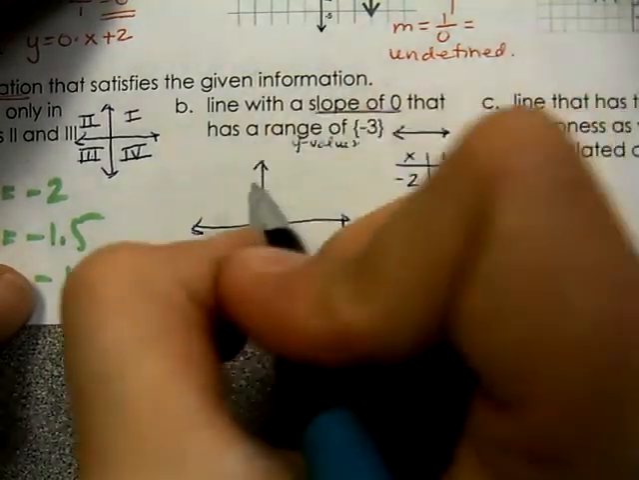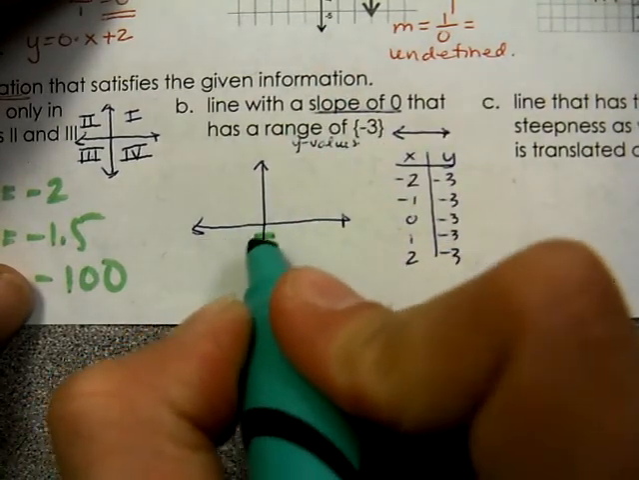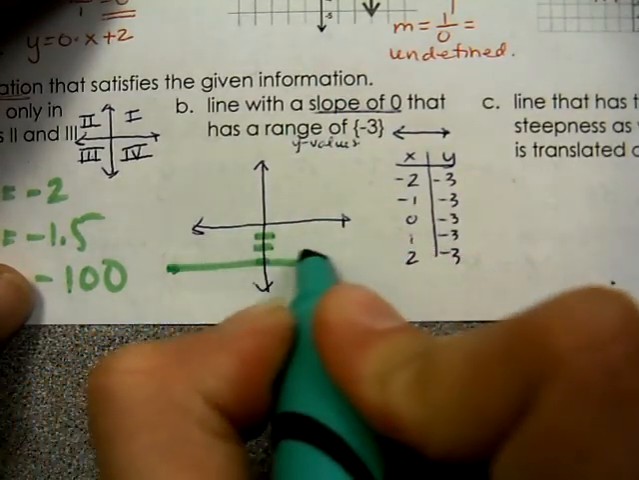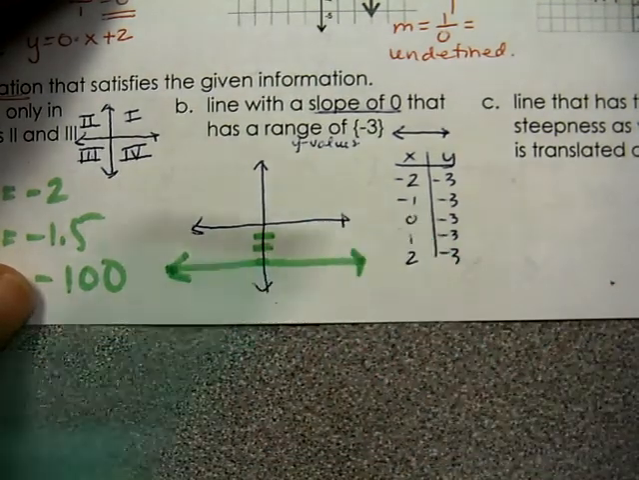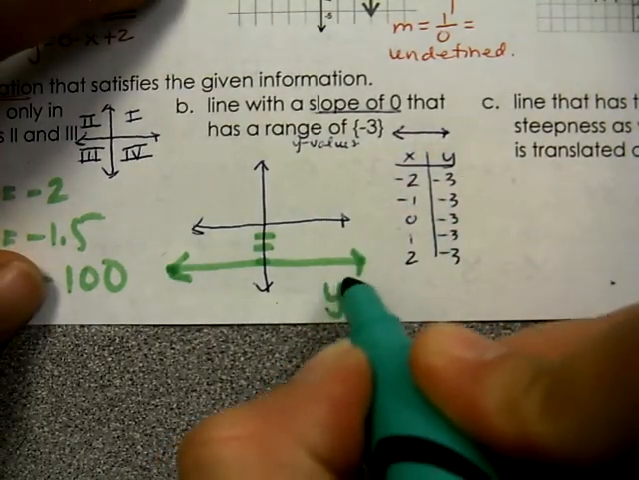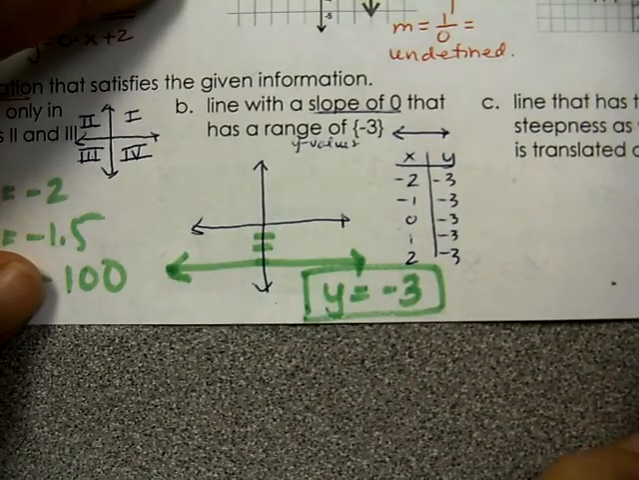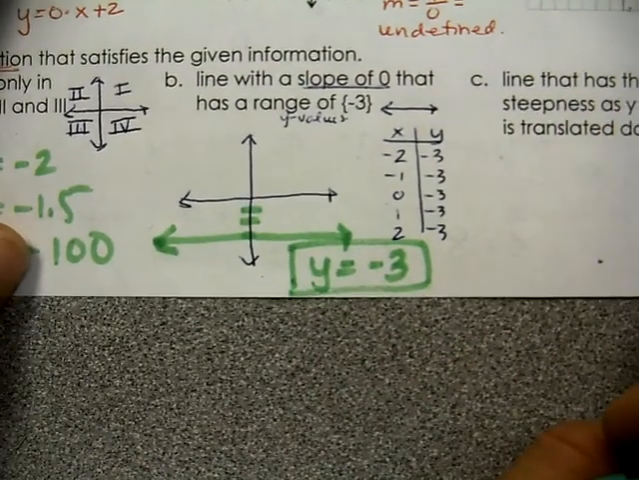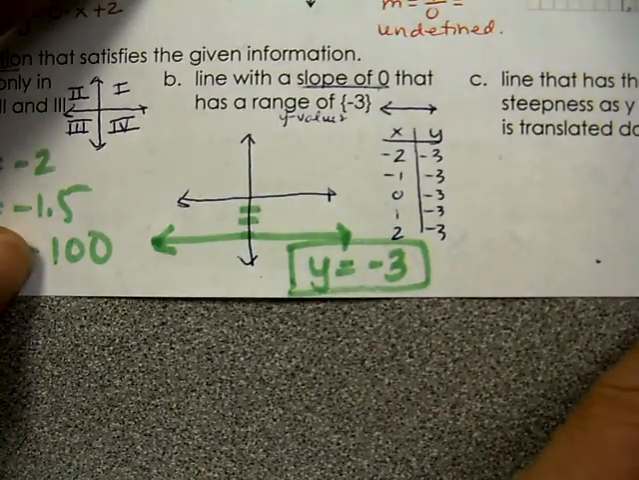Well, what this graph looks like then is a horizontal line that has a y-intercept of negative 3. Essentially every point on that line has a y-coordinate of negative 3. So my equation in this case would be y equals negative 3. There's no other possibility besides that. That would be the only line that has a slope of 0 and a range of negative 3.